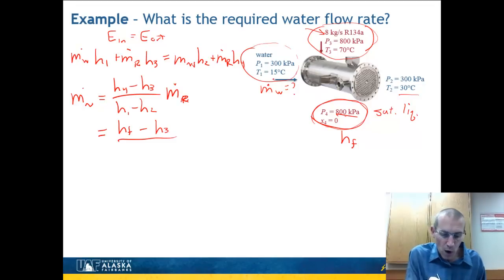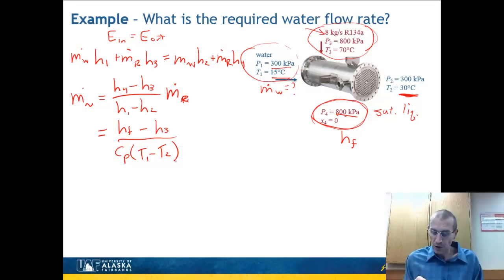And now I've got water at 15 degrees Celsius and 30 degrees Celsius. This pressure is much above saturation pressure, so what I have is a compressed liquid here. So I can approximate this as an incompressible material. So I'm going to approximate that as Cp times T1 minus T2. So I can start putting in values into this now.